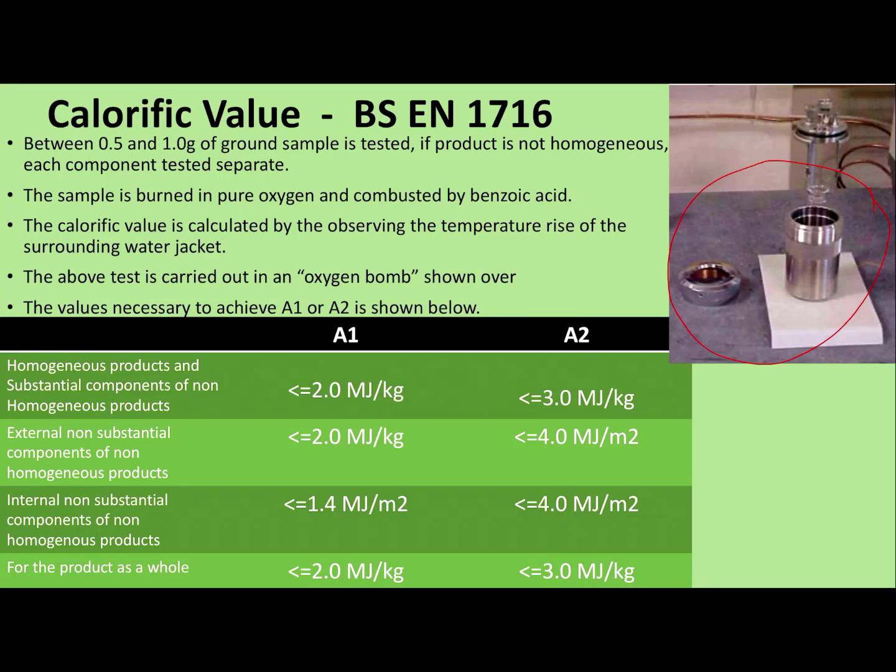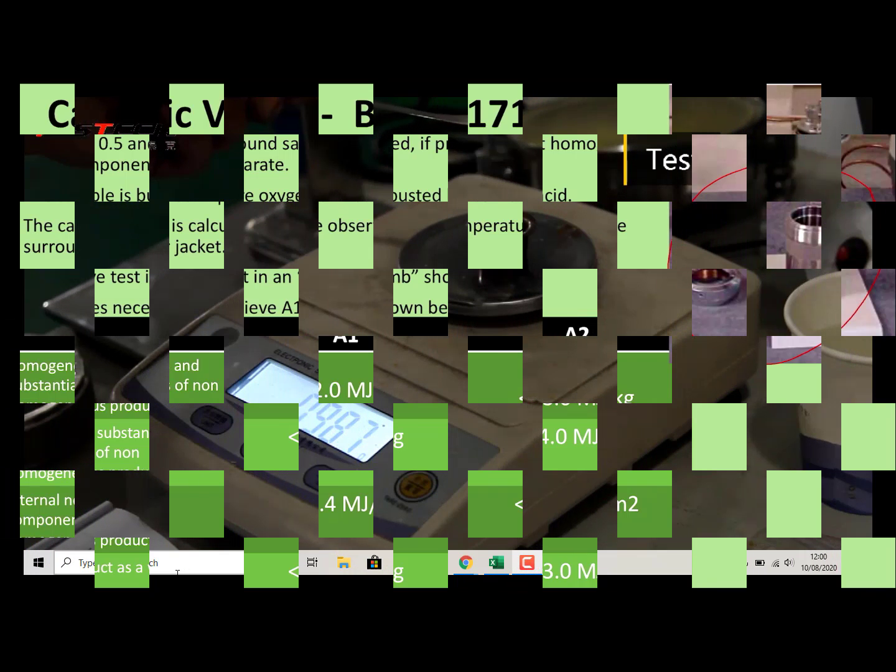And I've explained that if the product is non-homogeneous, the various values are tested separately. And we will now watch the video of that test being carried out. It was like a 40-minute video, and I've heavily edited it. It must have taken him 20 minutes just to measure out 1 gram of the sample. It was painful, but like I said, the wonders of science, and we can edit it right down.